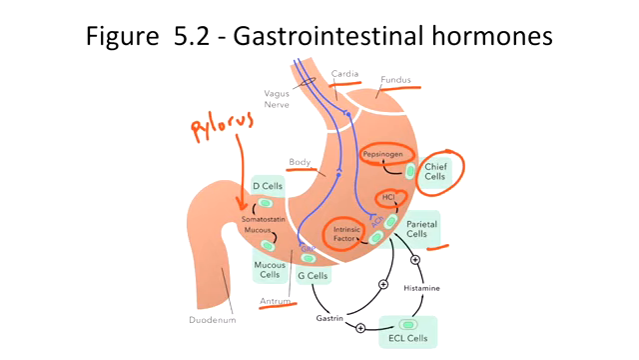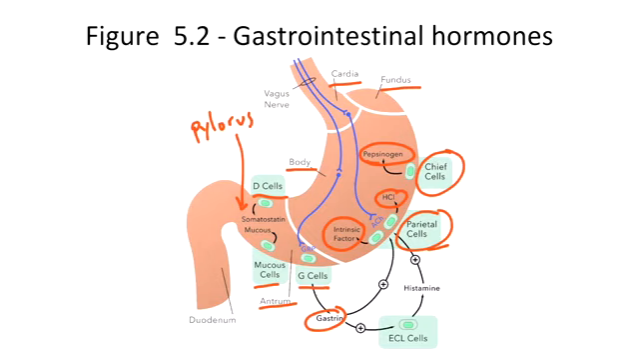Pepsin is an enzyme that is involved in digesting proteins, which we'll talk about more later. Notice that the mucus cells, the G cells, and the D cells are all located in the antrum of the stomach. The G cell is responsible for producing gastrin. Through a chain of reactions, this eventually stimulates the parietal cell to secrete acid.